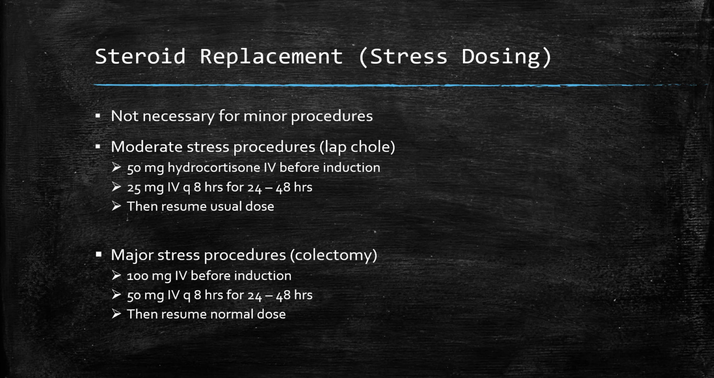If the patient is due to undergo a much more stressful procedure, like an open colectomy, then we'll give a larger dose before induction, usually 75 to 100 milligrams, and then we'll give 50 milligrams IV every 8 hours for another 1 to 2 days, and then after that we'll back off to the normal dose that the patient takes.